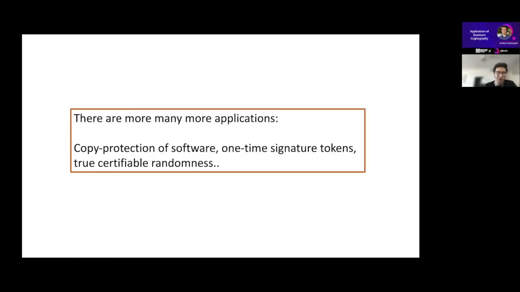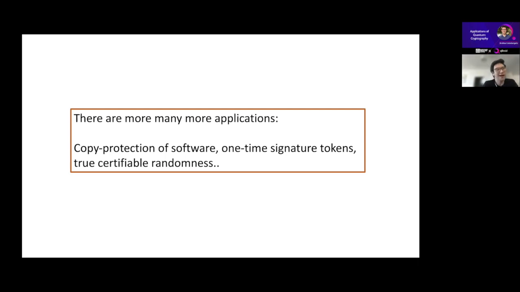So there are actually many more applications of quantum information to tasks that are entirely impossible classically as well. Some examples here are copy protection of software, true certifiable randomness, one-time signature tokens. Now, I don't have time here to touch upon this. What I want to do instead is to switch gears a little bit.